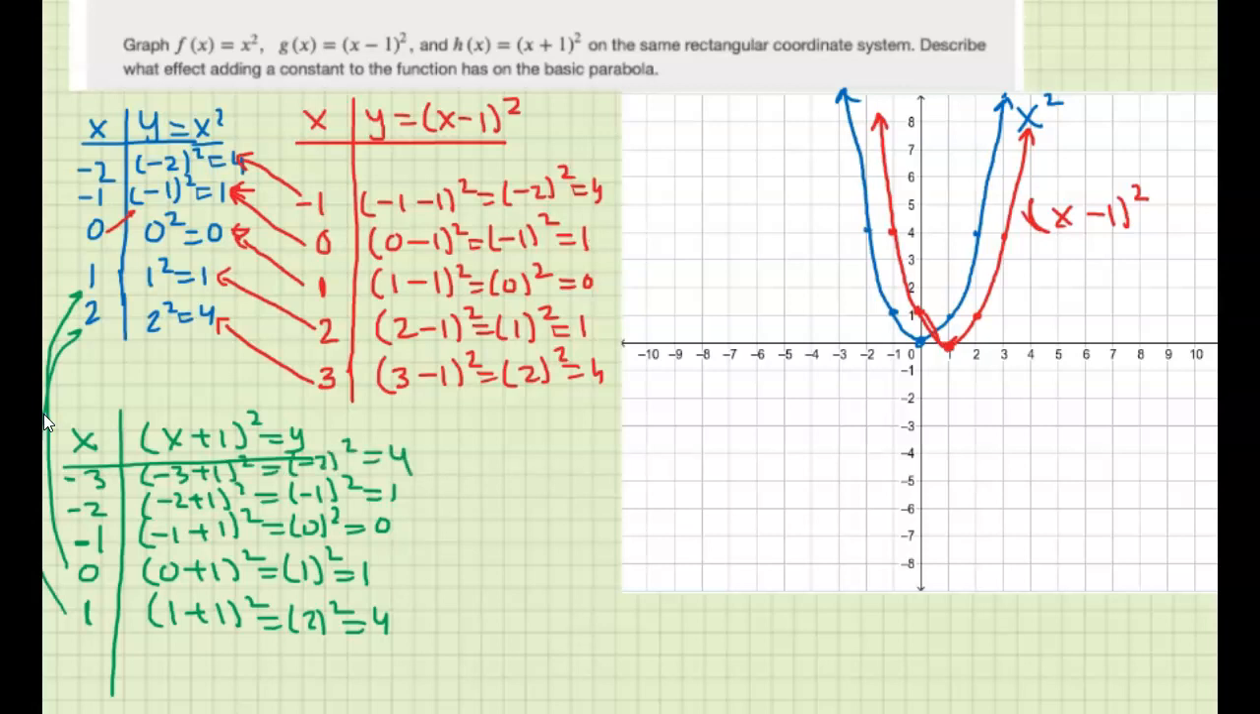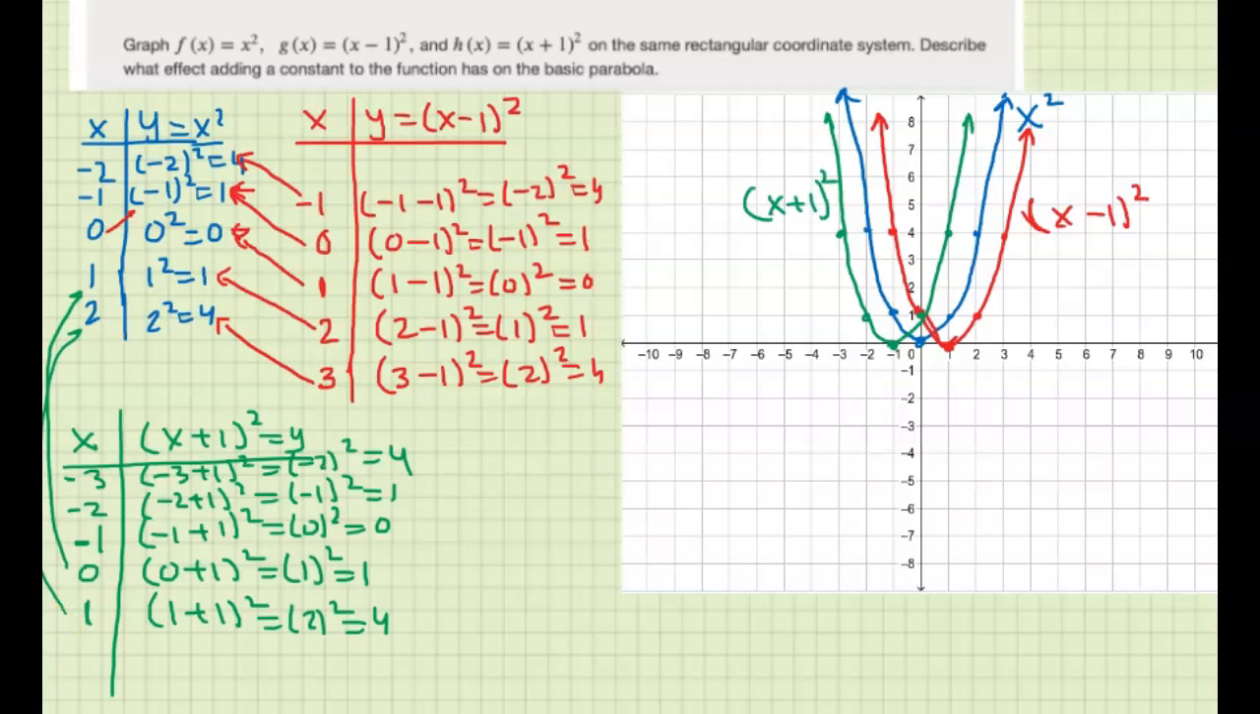So we're getting the same y values, but the x value was shifted to the left. We have negative 3 and 4, negative 2 and 1, negative 1 and 0, 0 and 1, and 1 and 4. So we're going to draw our parabola, and it looks the same as the original, but it was shifted to the left by 1 unit. So this is (x plus 1) squared.